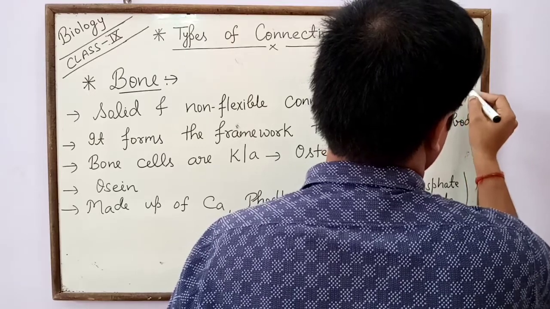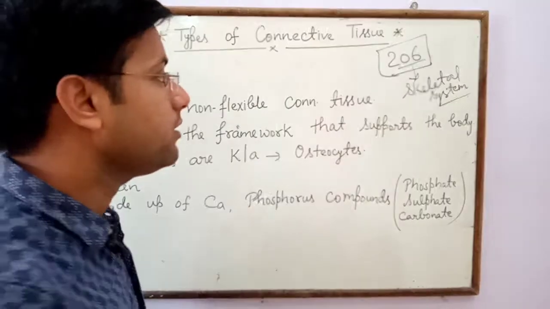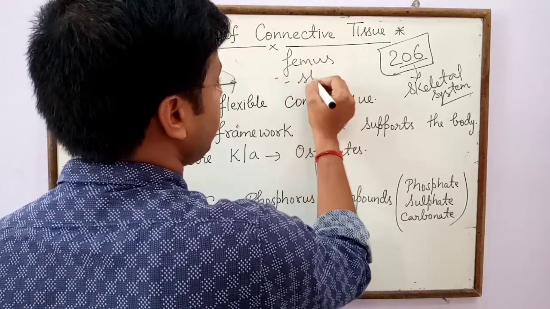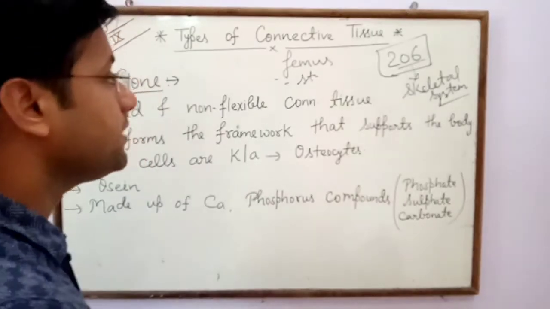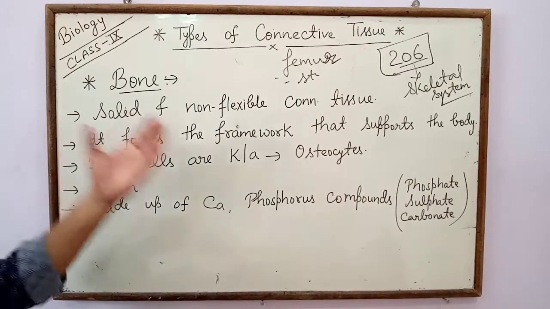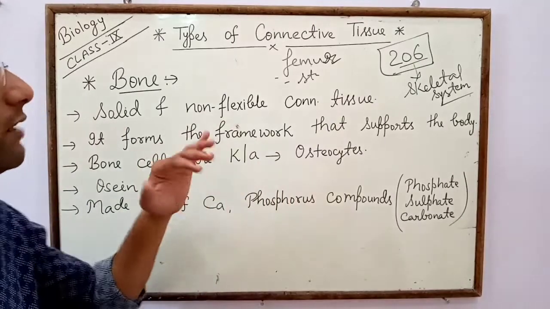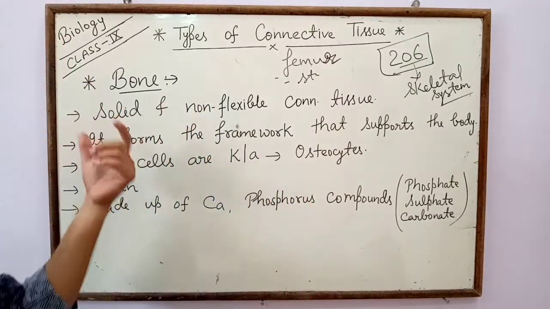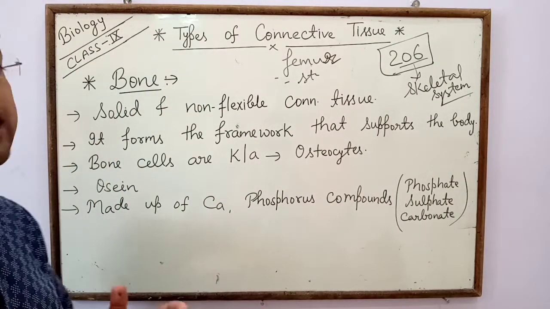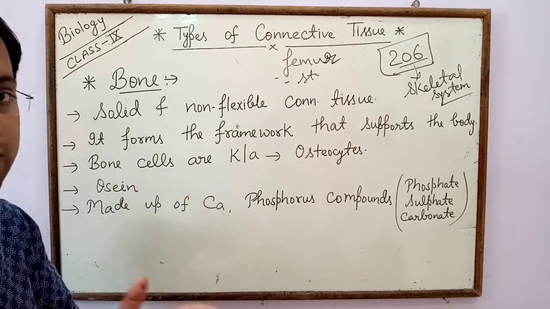In the human skeletal system, 206 bones are present. The largest bone is the femur, which is the bone of our thigh, and the smallest bone is the stapes, which is present in our ear. Bone is a solid and non-flexible connective tissue, while cartilage is solid but flexible in nature. Flexibility does not occur in bone. Bone cannot fold; it only folds at the joints with the help of ligaments.